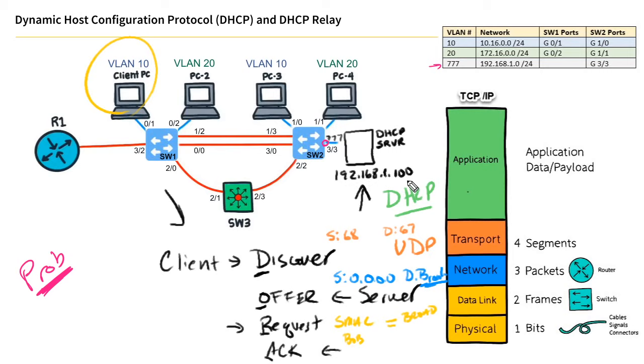So let me ask you a question. If this PC sent out this broadcast saying I'm doing a discover message, and it's sent as a layer 2 broadcast, switch 1 is going to forward that to all other ports in VLAN 10. But this DHCP server is not in VLAN 10. It is in VLAN 777. And so that means that if we have 20 or 30 VLANs, we don't want to have to put a DHCP server interface in all those VLANs. There's got to be some other way to take local DHCP requests, which are broadcasts, and forward them over to a DHCP server. And the great news is there is an option to do that, and it's called DHCP relay.